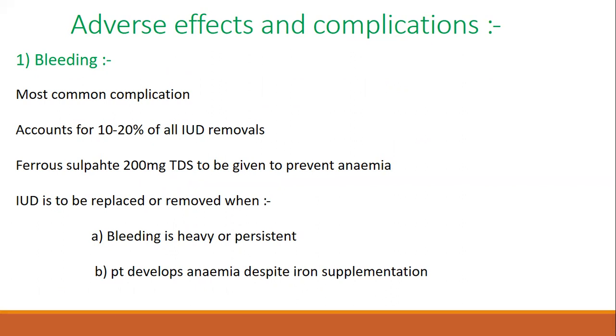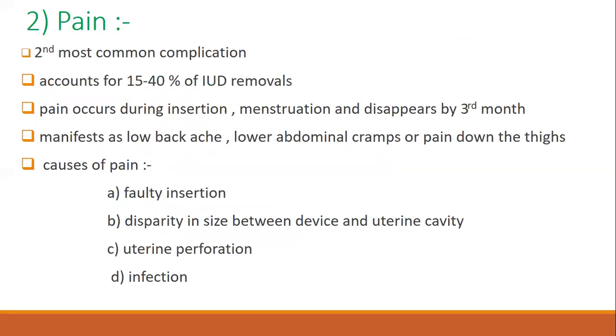So to prevent iron deficiency anemia, we have to give ferrous sulfate 200 mg 3 times daily to those women who have uncontrolled bleeding. Then IUD is to be replaced or removed when the bleeding is heavy or persistent or patient develops anemia despite iron supplementation. Then pain. It is the second most common complication, accounts for 15 to 40% of IUD removals. Pain may occur during insertion, menstruation, and it usually disappears by third month.